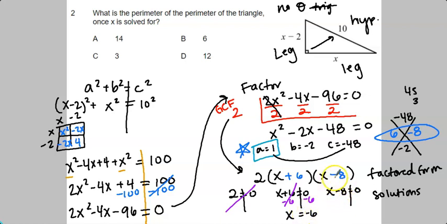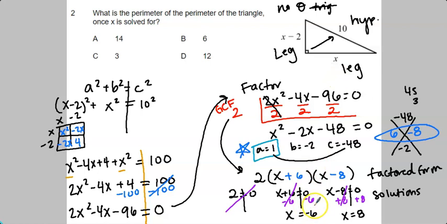For the other one, this factor had x minus 8, so I know I'm going to be adding 8. And this solution is x is equal to positive 8. Now let's go ahead and we've got these two answers. Let's relate it to the triangle.